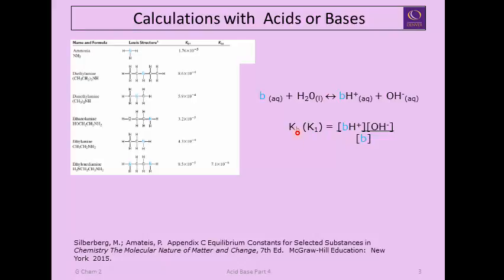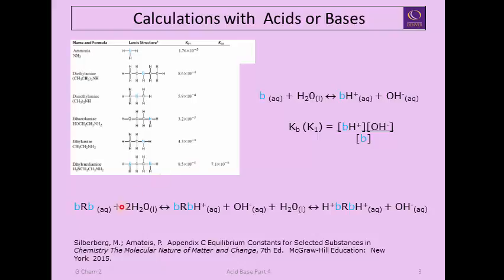Once again, we'll usually refer to it as Kb, but sometimes you'll see it as Kb1 or K1, and what that's implying is there are multiple base sites. So if there are multiple base sites, here's ethylenediamine, and you'll see that there are actually 2 amine sites in here. Whenever you protonate the first site, that's the K1, and then when you protonate the second site, that's the K2.